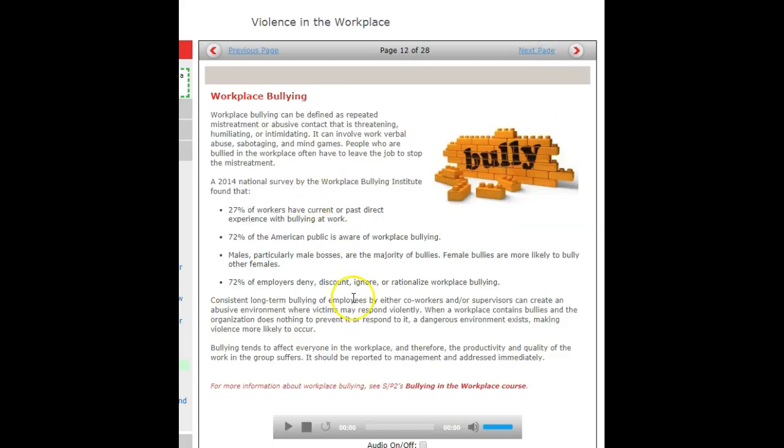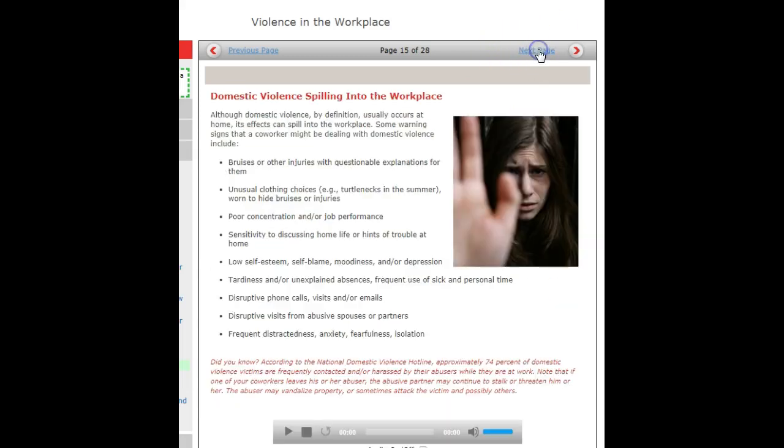And it talks about workplace bullying too a little bit. I know we already had a chapter about that, but it does touch on that a little bit.